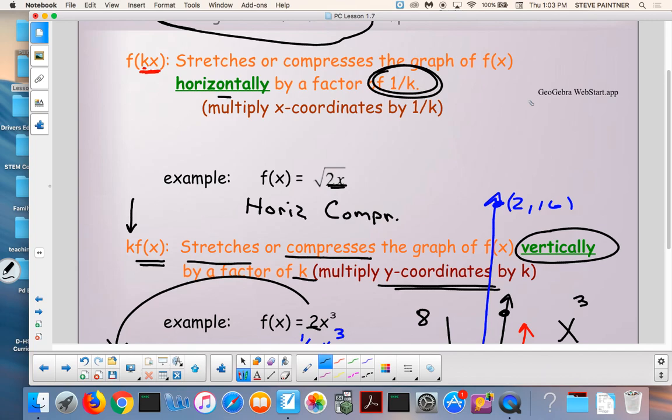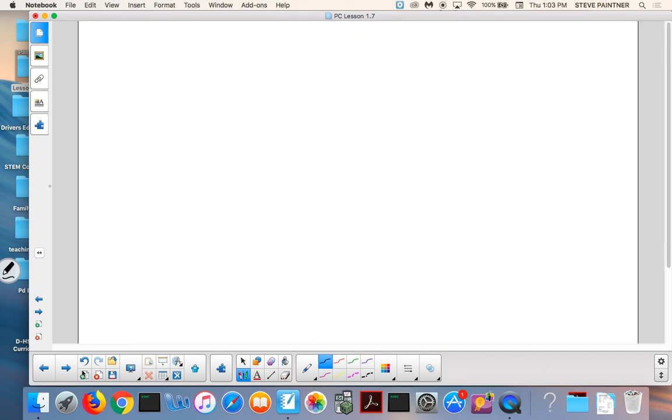To me, that just means it makes everything closer to the y-axis. Okay, so we multiply all the x coordinates by what? 1 over 2. 1 over k. You've got 2 here, so by factor what? 1/2. Does that make sense? Let's just do it and see if it makes any sense. Ready? I'm going to just go to a new page. So the square root of x is our function, our parent.